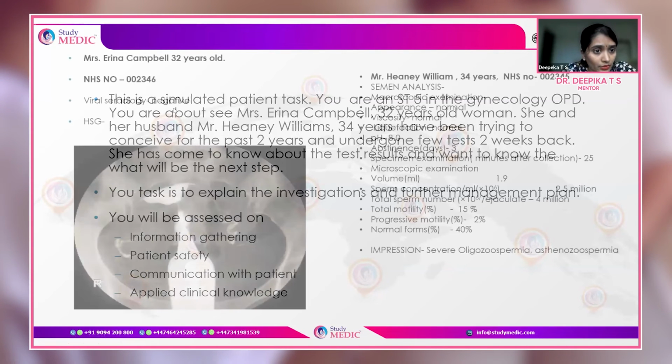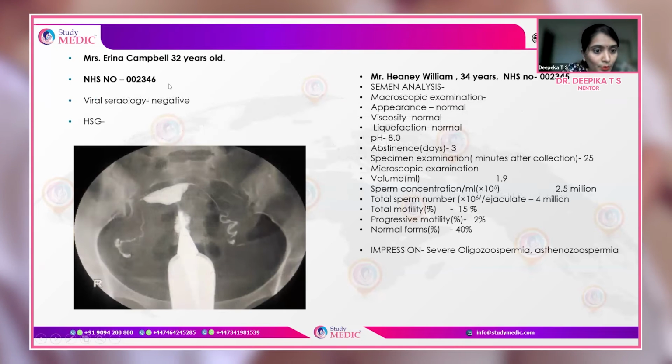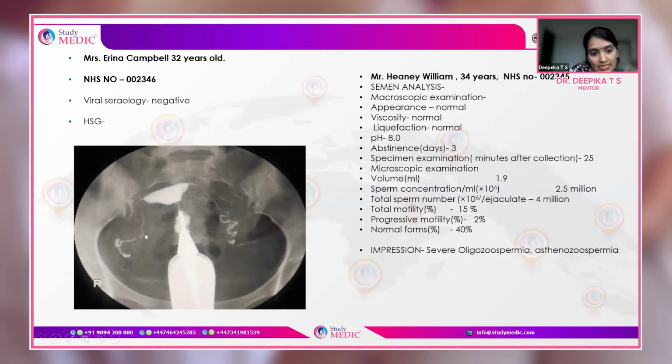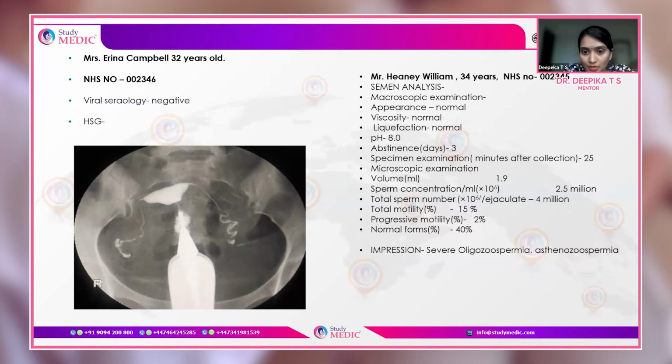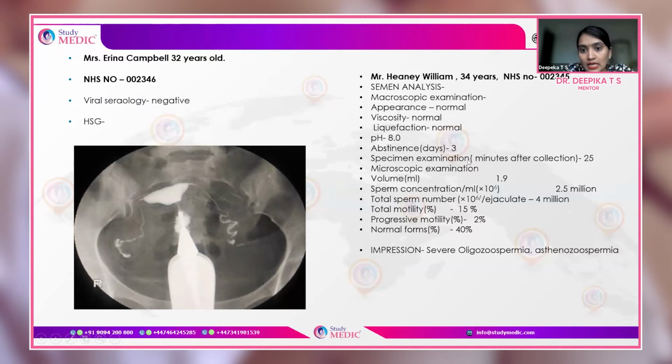So now you start, Mrs. Erina. I've confirmed your name and NHS number. The report belongs to you. What you've undergone 2 weeks back is an X-ray test to test your fallopian tubes, and the test results suggest that your tubes are normal. Now, going on to Mr. Heaney's report, he has given a semen analysis.